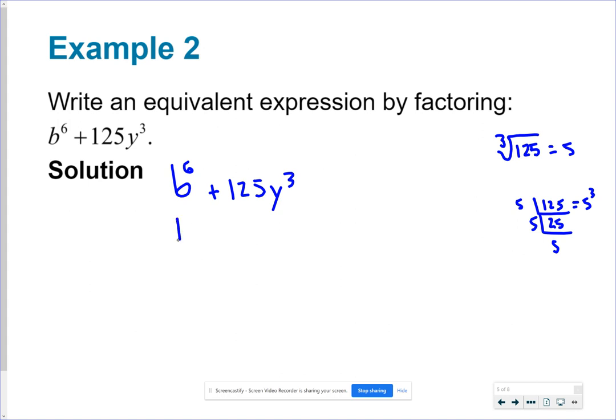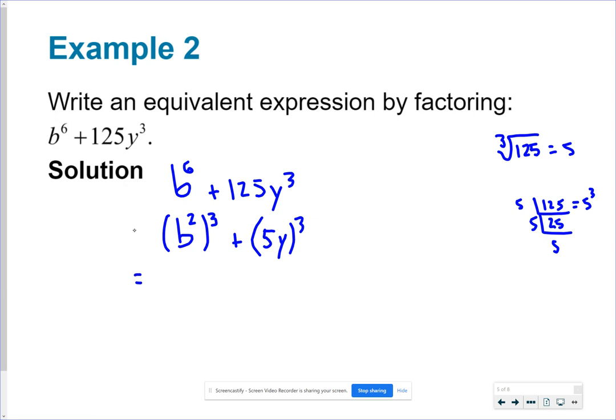So I need to look at this b to the 6th as being, well, let's see. What is it? B squared cubed? Because 2 times 3 is 6. Yeah, b to the 6th is b to the 2nd times b to the 2nd times b to the 2nd. Okay, plus over here I have a 5 and a y cubed.